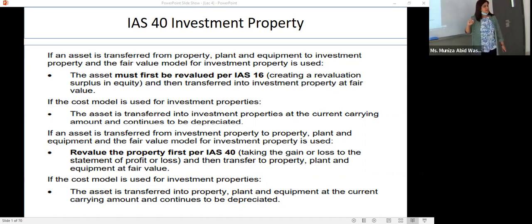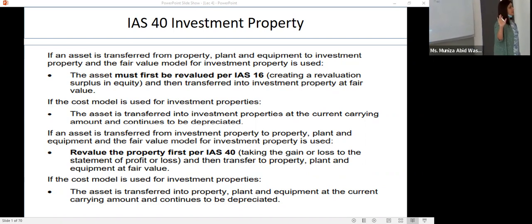What are the prerequisites of the fair value model? That we are going to recognize our asset at its current fair value, and we are not going to charge any kind of depreciation. So if we are shifting from IAS 16 to IAS 40 and the fair value model of IAS 40 is being used, then what should we do? They say the asset must first be revalued as per IAS 16. In that case, at the time of shifting, you are first going to recognize your asset as per the revaluation model of IAS 16.